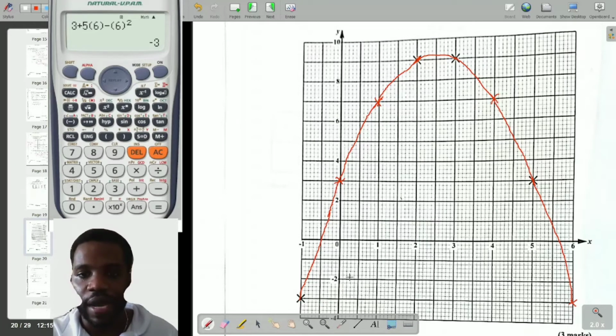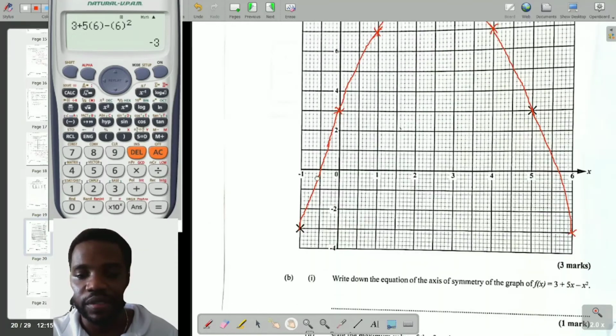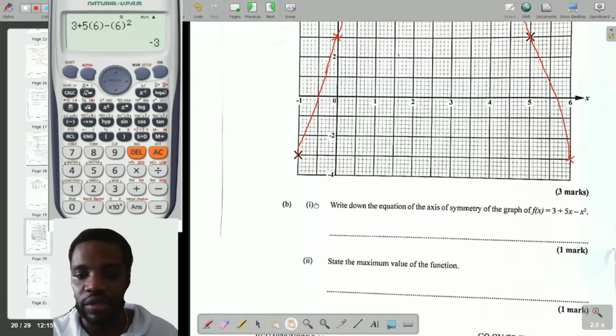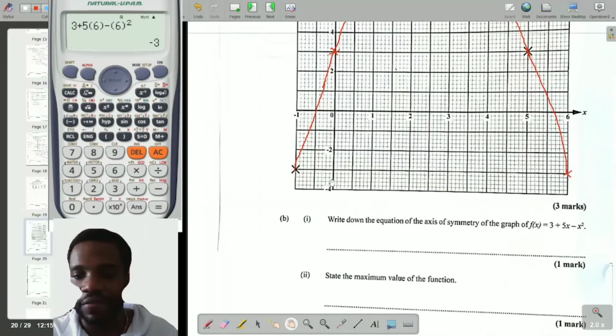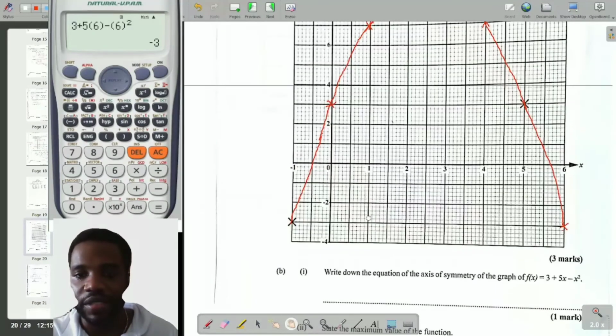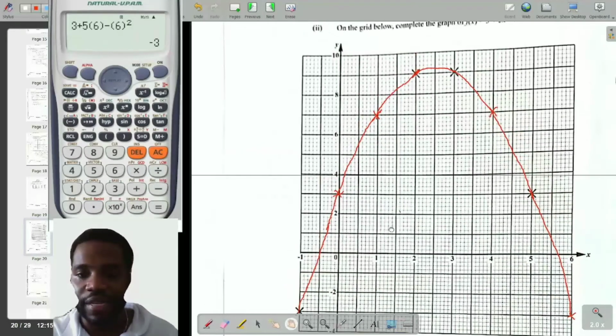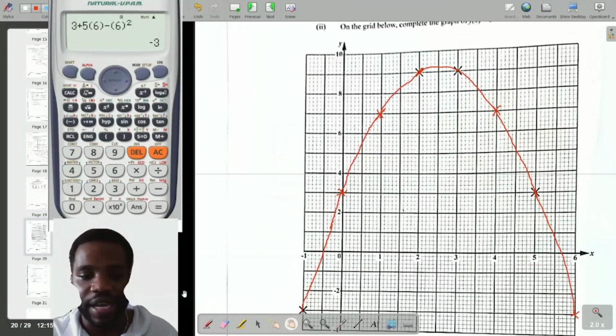Okay, so we have the graph, we have the axes labeled already. And that's the 3 mark. Let's go down and see what else they require from us. It says write down the equation of the axis of symmetry of the graph f(x) = 3 + 5x - x squared. The axis of symmetry is a line that divides this graph exactly into halves. And since it's already symmetrical for us, all we need to do is find 2 points that are at the same height, like this point right here, which is at (2, 9) and (3, 9), and we're going to draw a line right through the center.